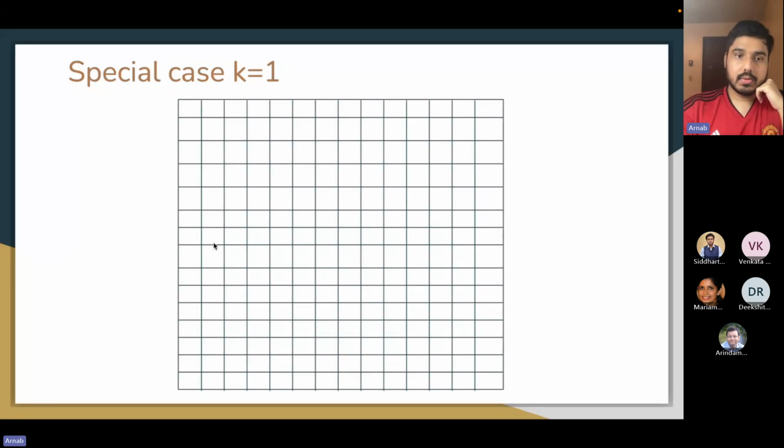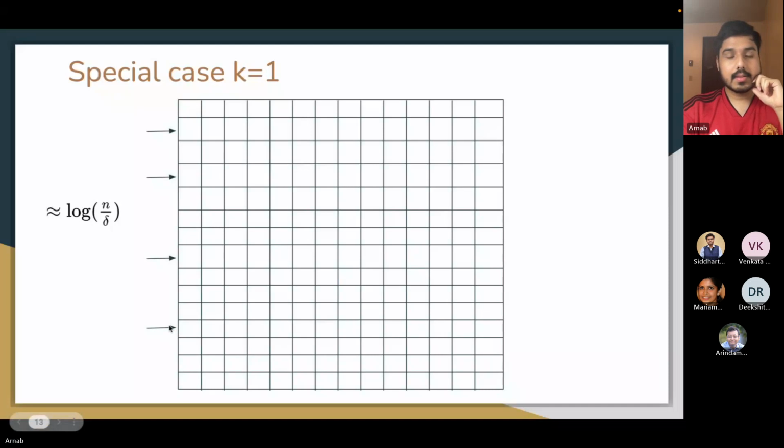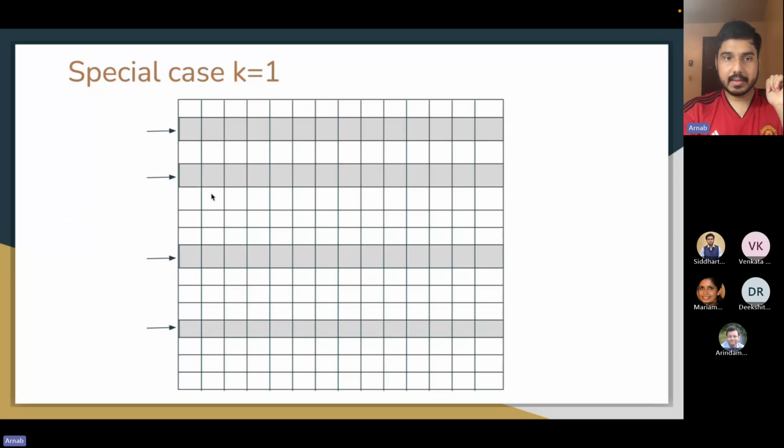So the first thing we do is choose some logarithmic number of row indices. We choose some log n, where delta is just the confidence parameter, like with how much probability of error you are willing to accept. Ignore the delta for now, assume it's constant; the main focus is log n. So choose log n row indices, and now query each and every entry in these rows. The gray cells represent queried entries.